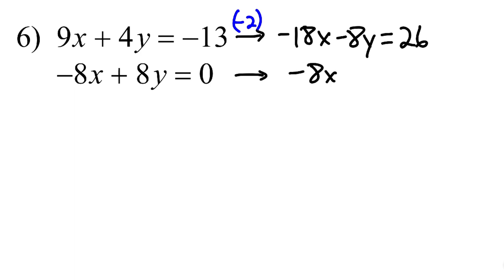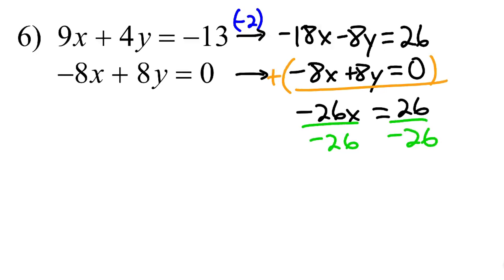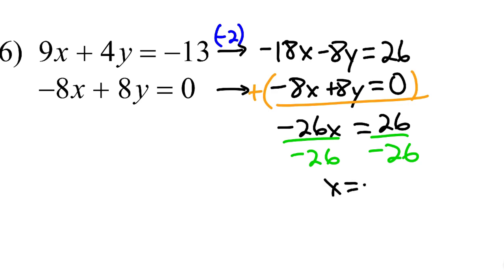Negative 8x, and there's exactly the reason right there. That's why I didn't need to do anything. So now I'm going to add these together. And when I do that, I'll get negative 26x is equal to 26. I can simply divide by negative 26 to isolate the x, and I get x is equal to negative 1.